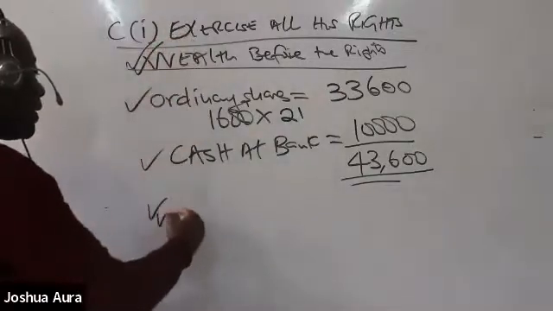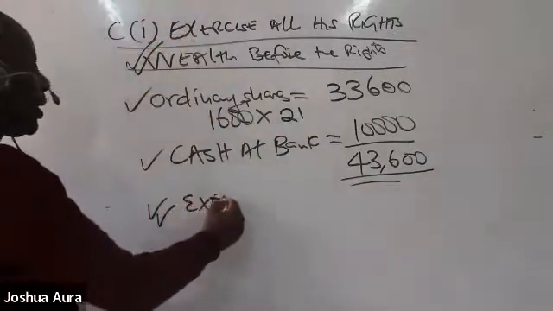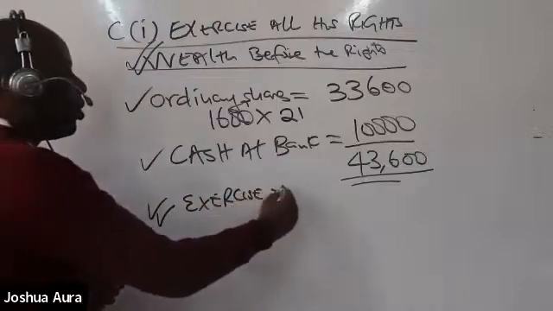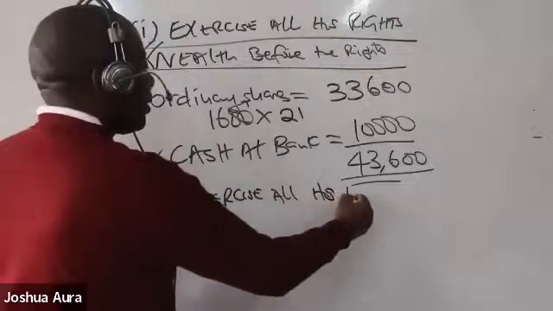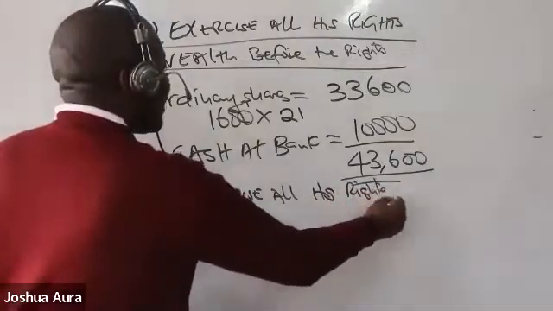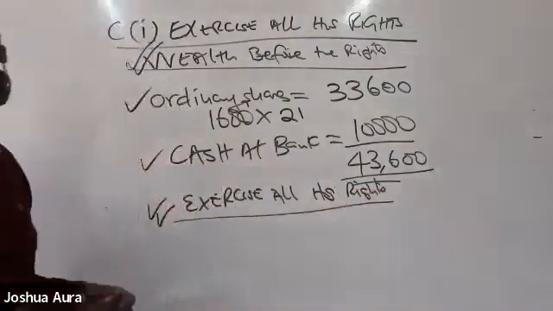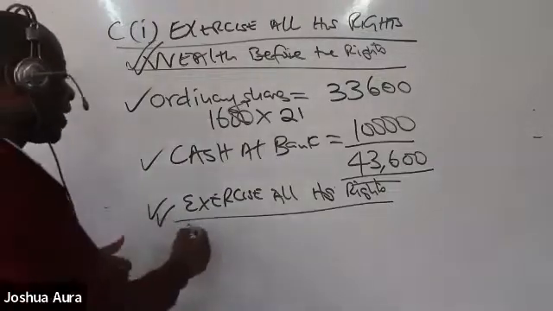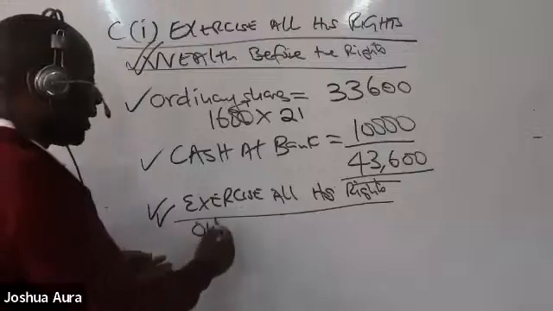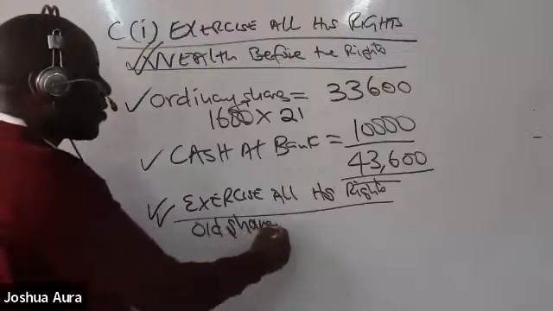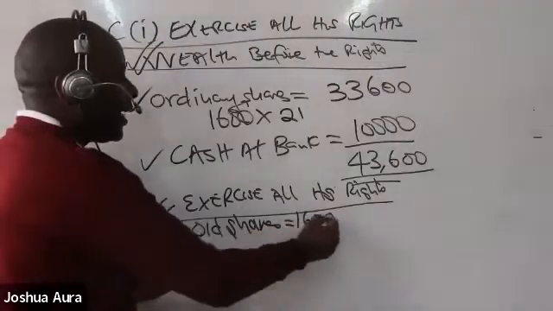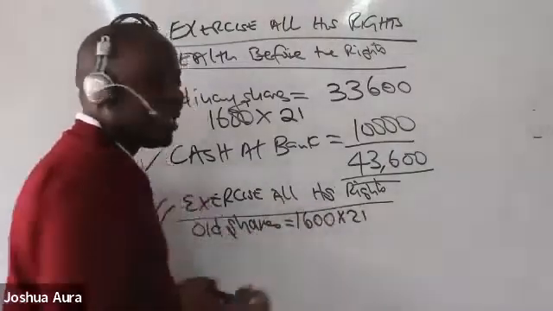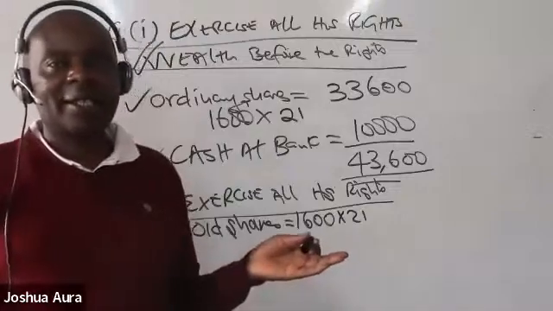What about then if he goes ahead and exercises all his rights? What is going to happen? If he exercises all his rights, he will still be having the old shares, remember, isn't it? Old shares, 1,600, times 21 still.